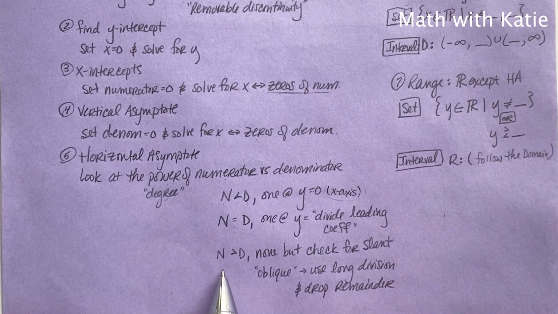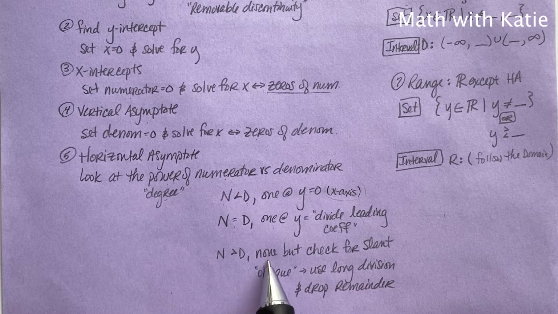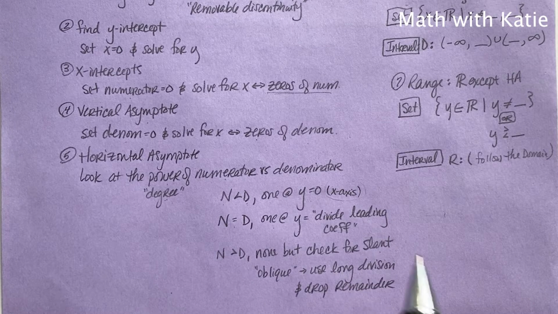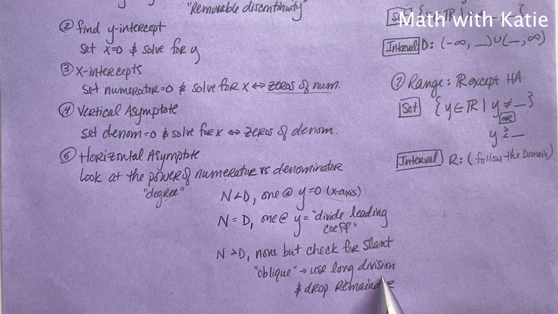All right, now if the numerator is greater than the denominator, you do not have a horizontal asymptote, but you have to check for a slant asymptote, which is also called an oblique asymptote, okay? And now how to find that is you're going to actually use long division to divide the denominator into the numerator, and then the result, you're going to drop the remainder, and that top result is going to be your oblique or your slant.